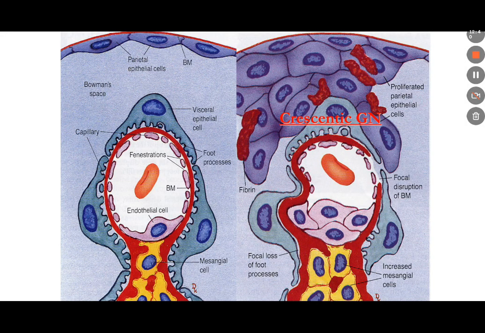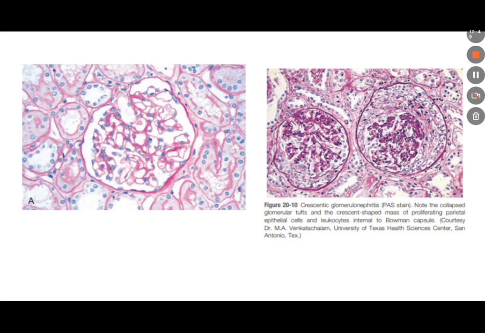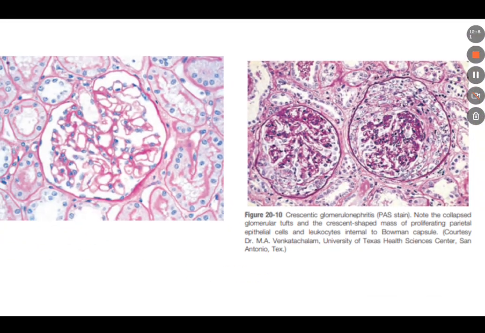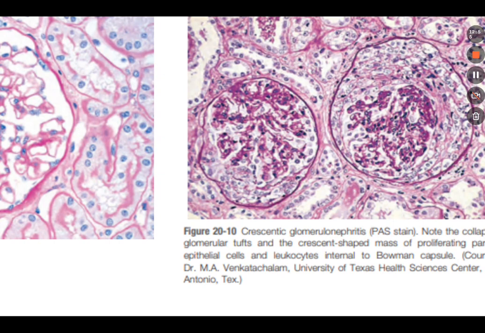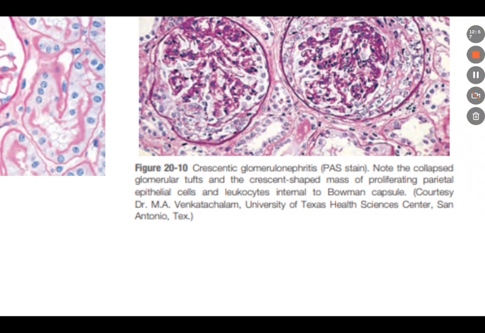So these are crescents which are formed. This is a proliferation of, if you compare to the left one, there is proliferation of the parietal epithelial cells which are forming the crescents. Again, there is a crescent. This is the left side, your normal, and there are crescents present. This is moon-like. Crescent means moon-like.